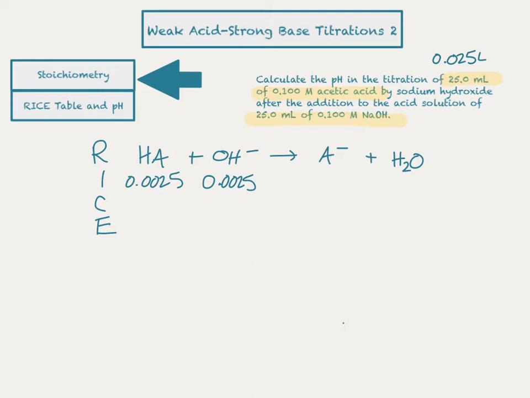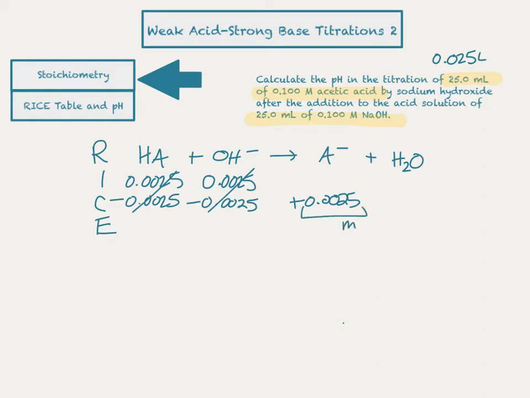0.0025. Now, because this is a strong base that we've added to this weak acid, we know this is going to react to completion. And what's different about this scenario from last time is that all of the weak acid has been eaten up by the strong base, so all of it becomes my conjugate base. And that's kind of interesting.